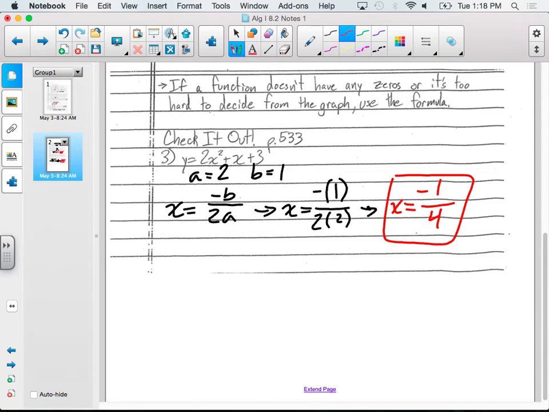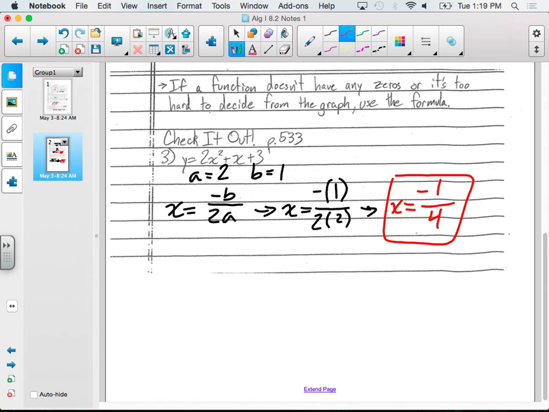Alright, so anyone have any questions about anything that we went over today? So what's the difference between zero and x-intercept again? Isaiah? The x-intercept is an ordered pair, and the zero is the x value. Yeah, that thing is just a number.